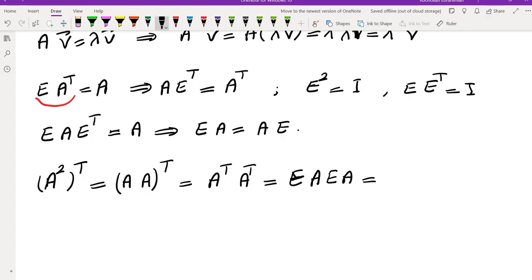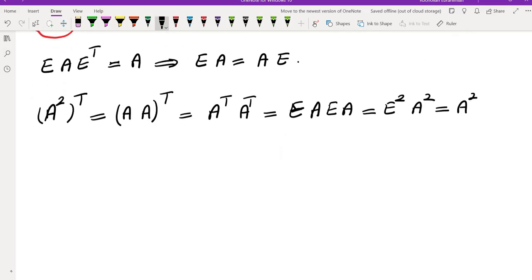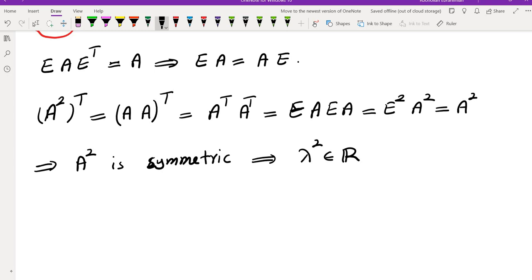So I can commute A and E. That would be E squared, A squared. So this is the same as A squared. So what did we show so far? We showed that A squared is a symmetric matrix. So if A squared is a symmetric matrix, that means all of its eigenvalues are real. And that's exactly what we wanted to prove. And that brings me to the end of this video. I will see you in the next video.